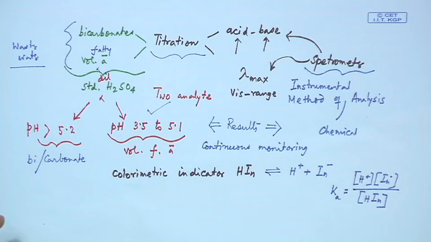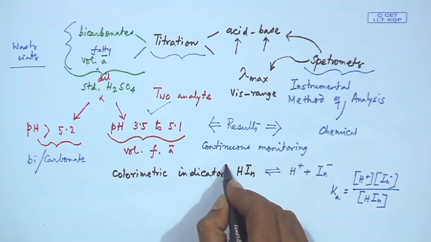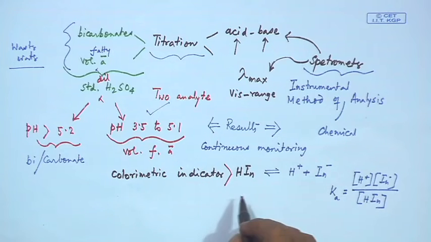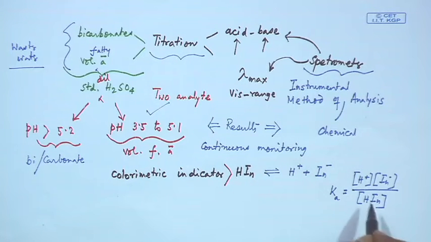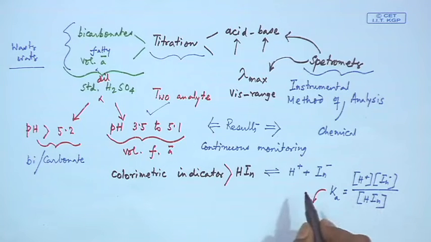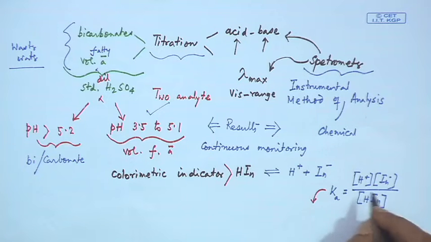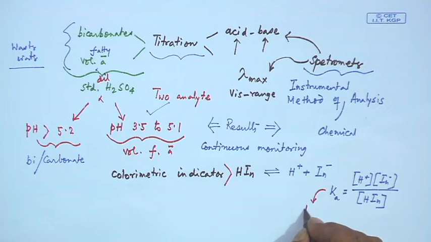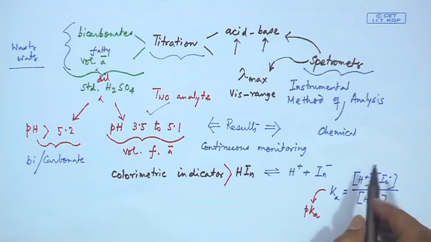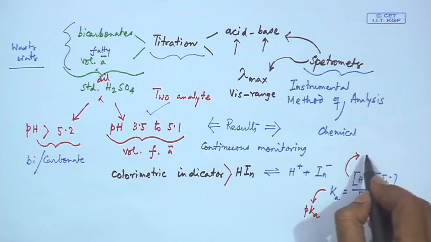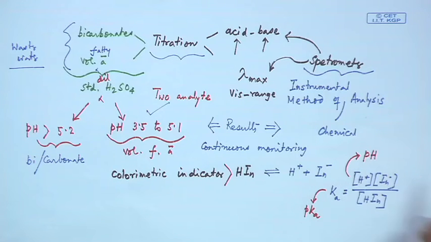In a similar way, we will introduce something as a colorimetric indicator, which can be a very weak acid that goes through this dissociation. This particular compound in a medium, say an aqueous or a non-aqueous medium, can have a very characteristic pK value, which will be related to a particular pH value.